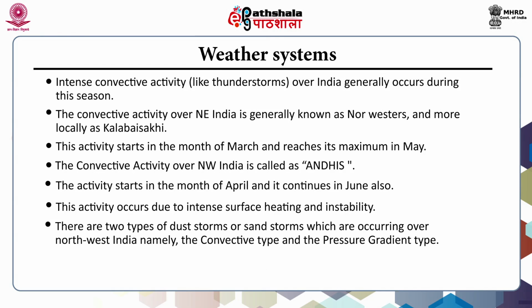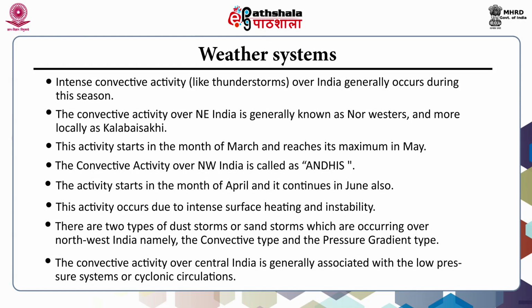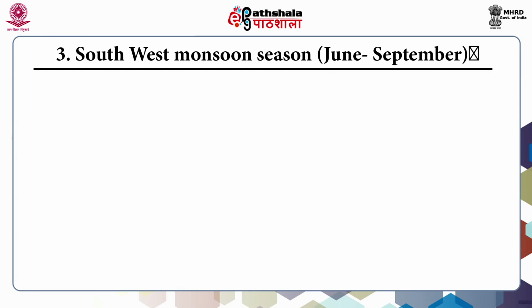There are two types of dust storms or sandstorms which occur over northwest India, namely the convective type and the pressure gradient type. The convective type activity over central India is generally associated with low pressure systems or cyclonic circulations. The southwest monsoon season.